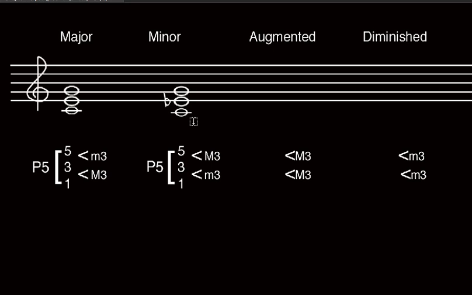Another way you could think about it is, if you know your major triads, you lower the third of the chord by a half step and you'll get a minor triad. This is what a minor triad sounds like.